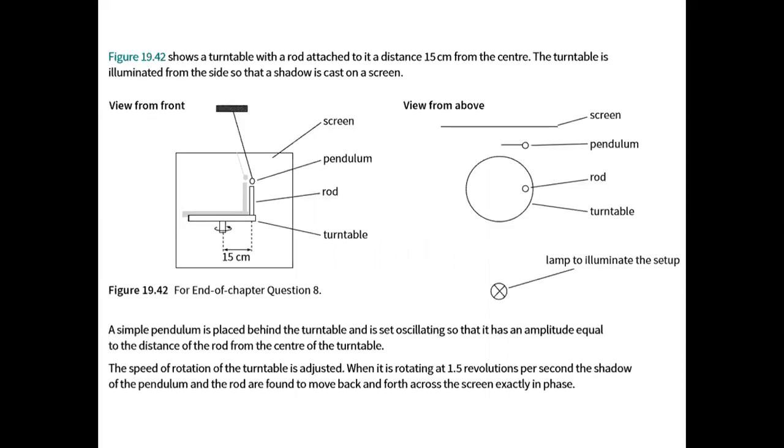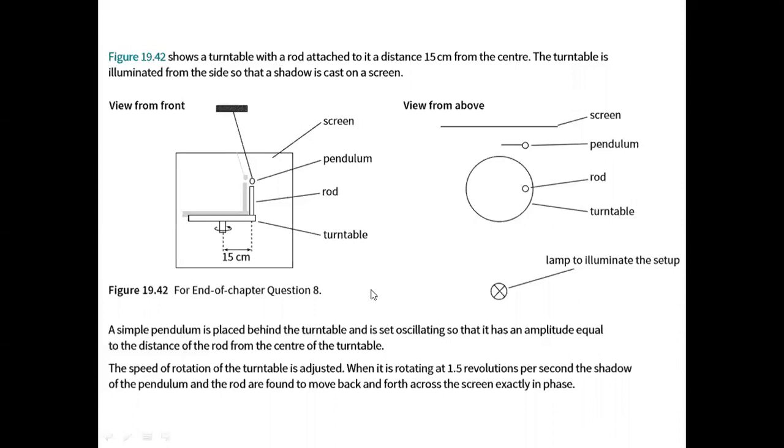Let's begin. In this problem, we have a figure that shows a turntable with a rod attached to it at a distance of 15 centimeters from the center. The turntable is illuminated from the side so that a shadow is cast on the screen, as you can see here on the figure.